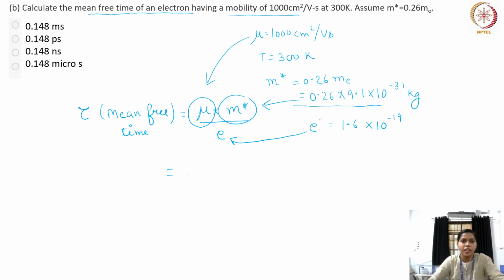Option A is 0.148 millisecond. Option B is 0.148 picosecond. Option C is 0.148 nanosecond, and the last option is 0.148 microsecond. So which option is correct? Okay, so Shubha is saying option number B. Others?